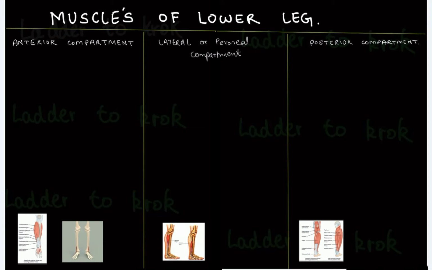Muscles of lower leg. When we were doing the bones of lower leg, I told you that in the tibia and fibula we will be dividing them into compartments. The compartments I also said before. So the compartments were which? The anterior compartment, the lateral compartment and the posterior compartment. So here you can see on the screen, I've already divided them into columns, okay?